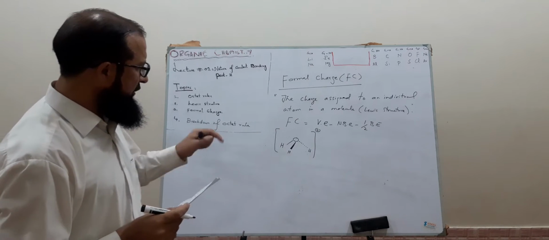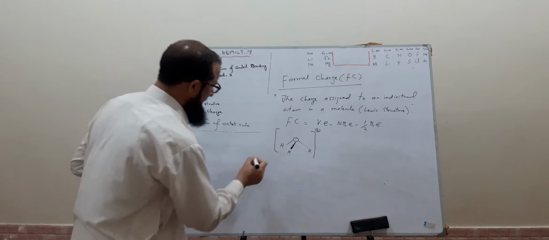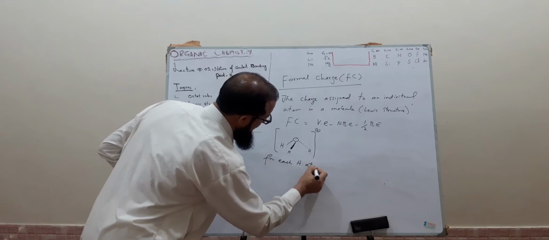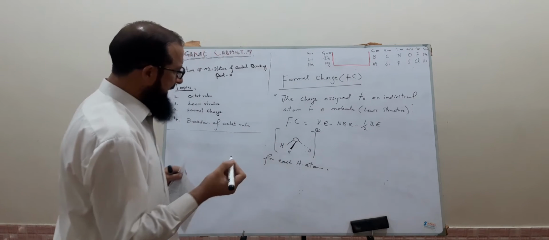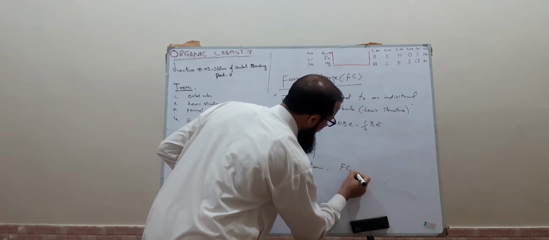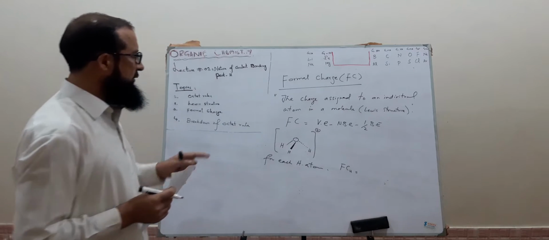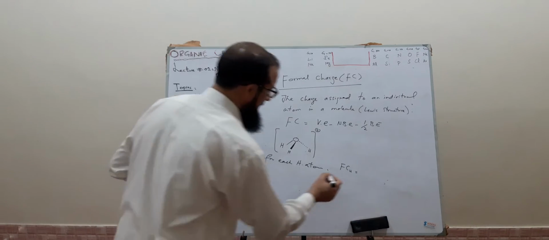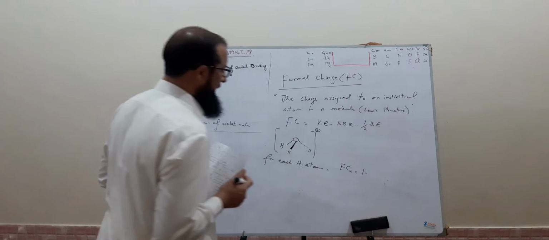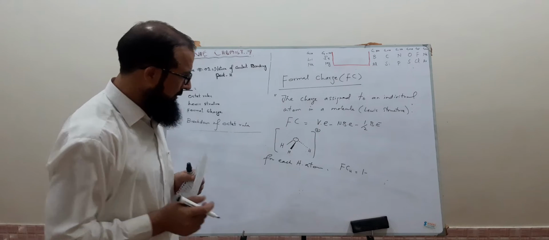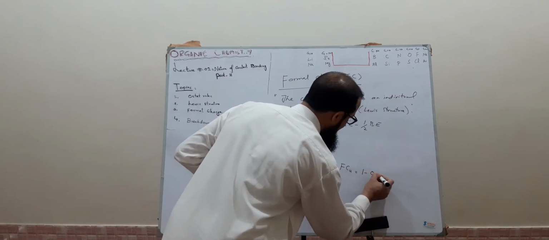Now for each hydrogen atom, what will be the formal charge of the hydrogen according to this formula? So how many valence electrons does hydrogen have? 1. How many non-bonding electrons does hydrogen have? None. So we can say 0.